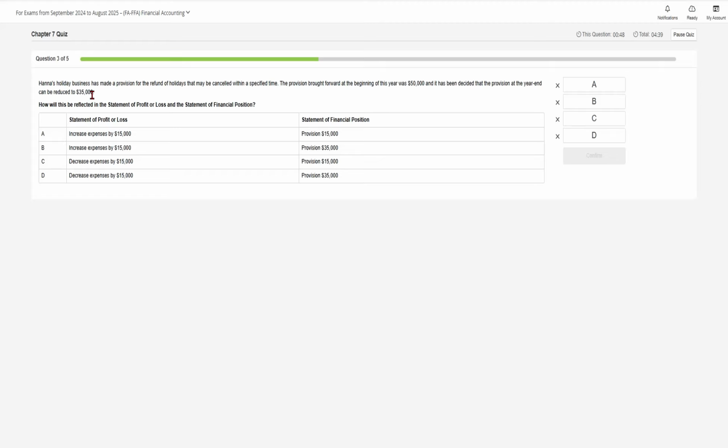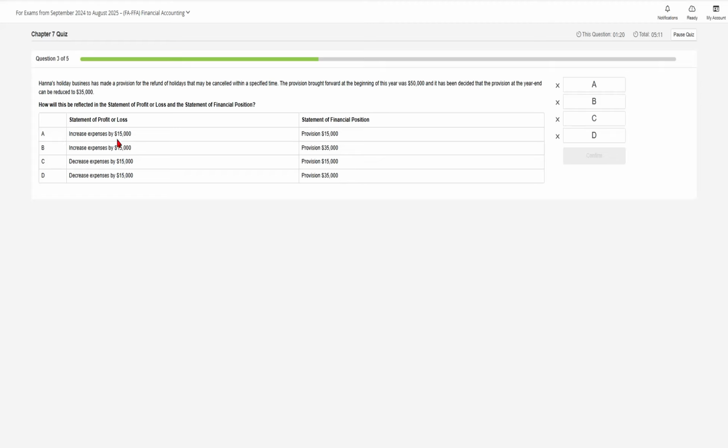Okay. Now, if the question says reduce from 35,000, in that case, movement will be 35,000, not 15. If it says reduced to 35,000, in that case, we need to calculate the difference of these two. 15,000 we need to credit, and if you look at option 2 it says increase in expense. Increase in expense means debit. So option A and B is out. Okay. Now out of C and D, one is correct. The provision of 15,000 and provision of 35,000.